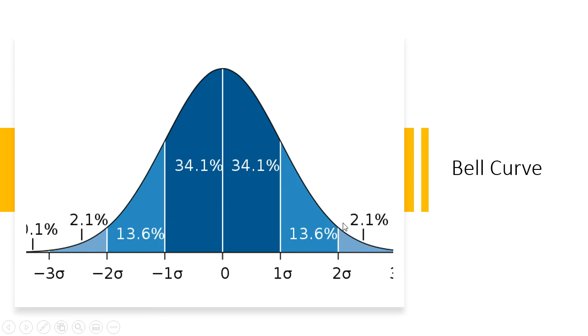Then if you look here, 95% of the people are within two standard deviations of the mean. So they're between -2 standard deviations below or +2 standard deviations above. And then 99% of people are within 3 standard deviations of the mean. Okay, so does that make sense? Hopefully that makes sense, right?